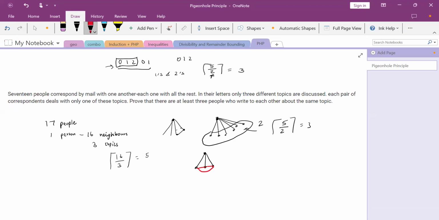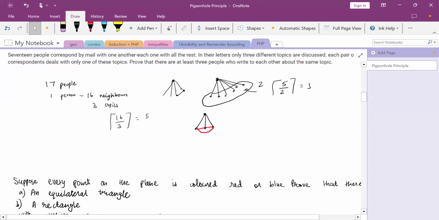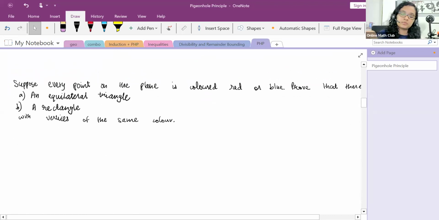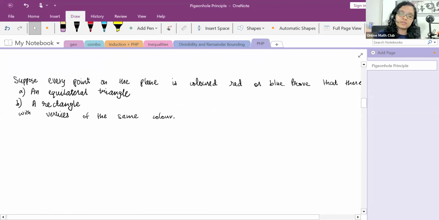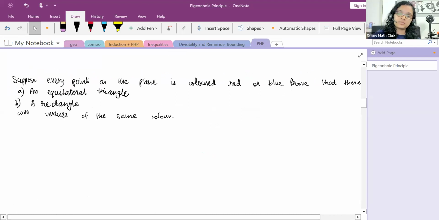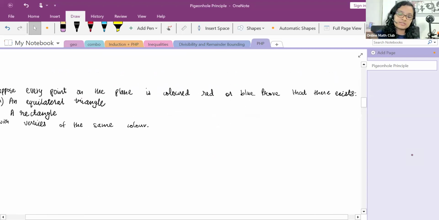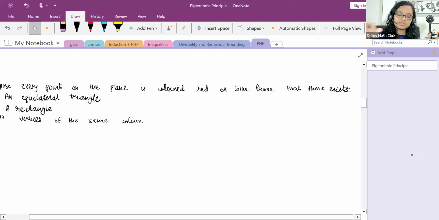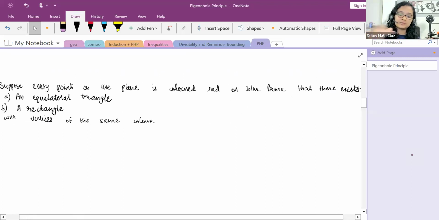Okay. So we'll do one more problem before moving on to infinite PHP. In this, every point on the plane is colored either red or blue. And you need to prove that there is both an equilateral triangle and a rectangle with vertices of the same color. So this is not exactly a PHP kind of problem, but since the idea is sort of similar, I wanted to do this as well.